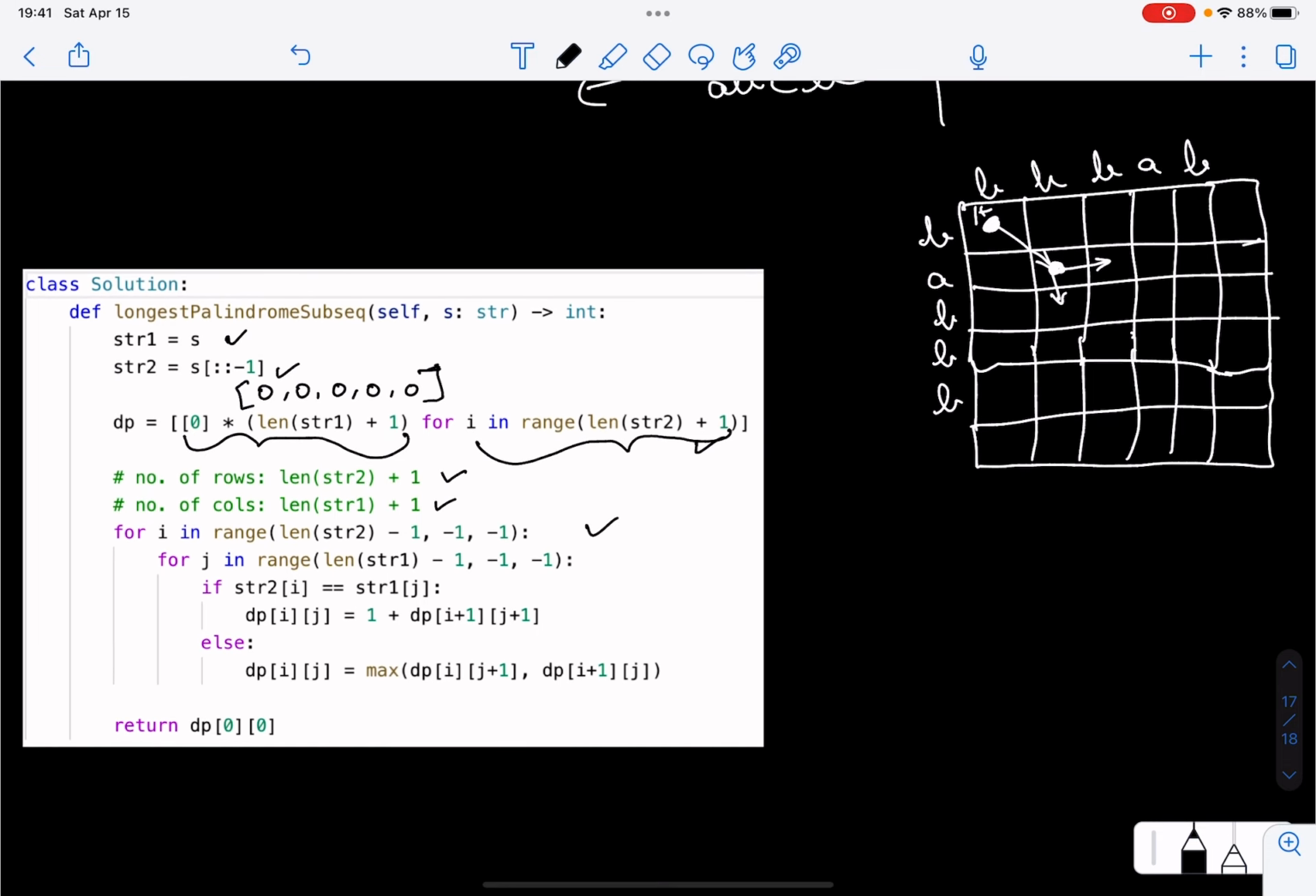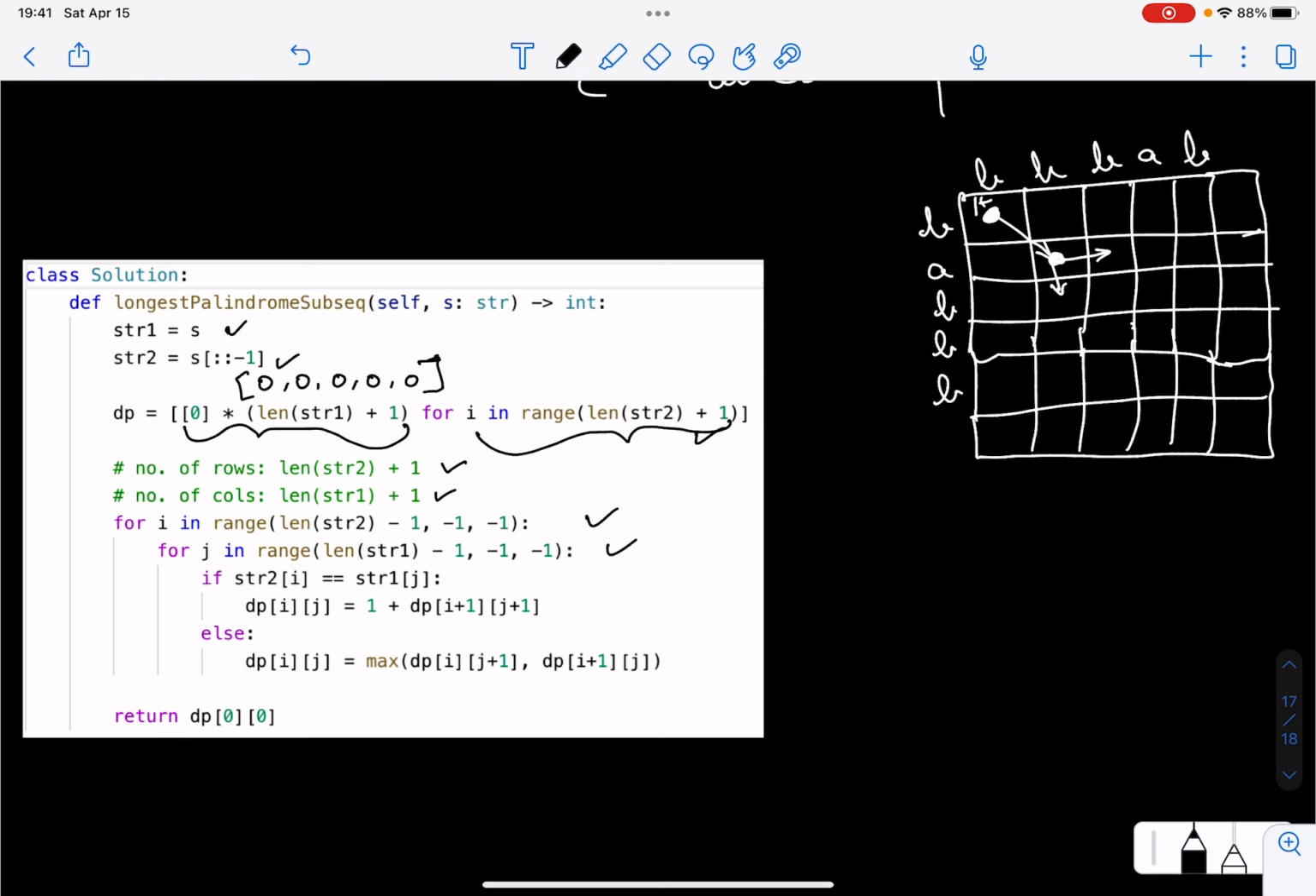So here we have a nested for loop. Inside that we have a specific i and j value. So we check if the characters at i and j are the same. As we saw here, if the characters are the same, then for this particular cell the value would be 1 plus whatever value is at the diagonal of the cell. So we do the same thing here. It's 1 plus the diagonal, which is dp at i plus 1 and j plus 1. Otherwise, if they're not the same, then as we saw over here, we find the maximum of the right and bottom cell.